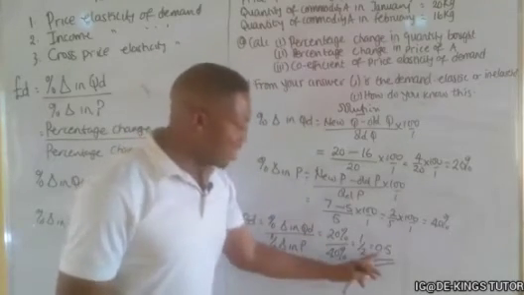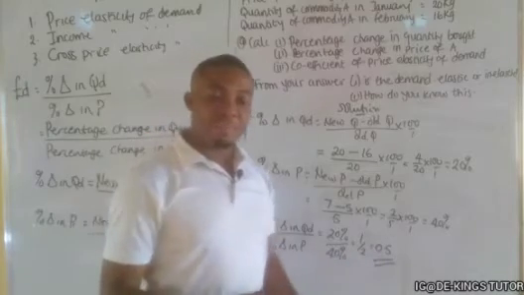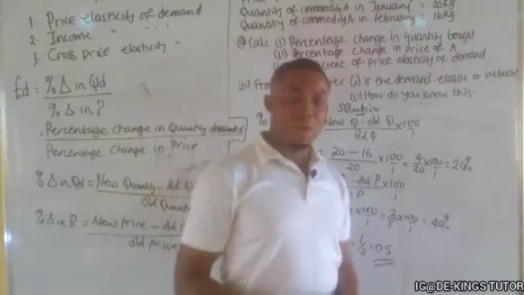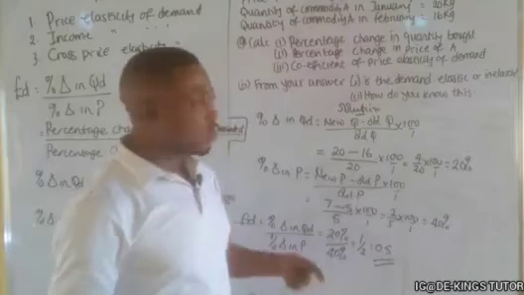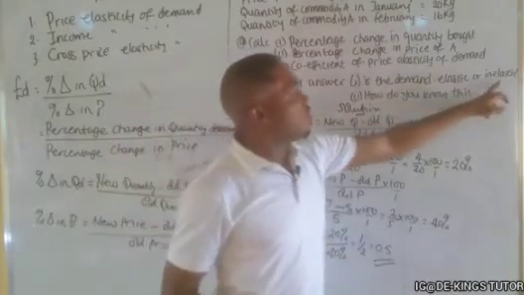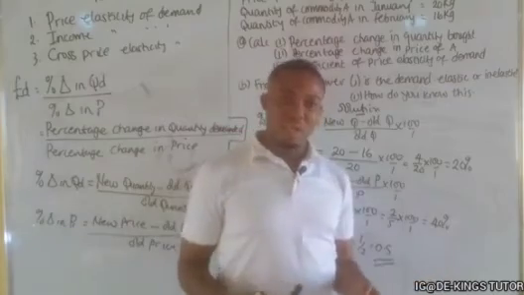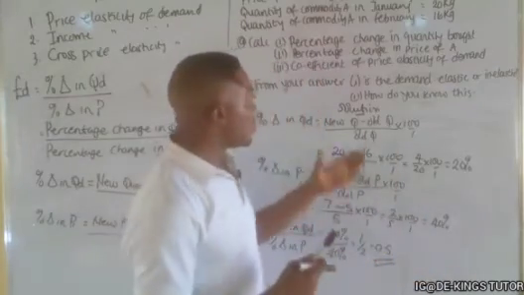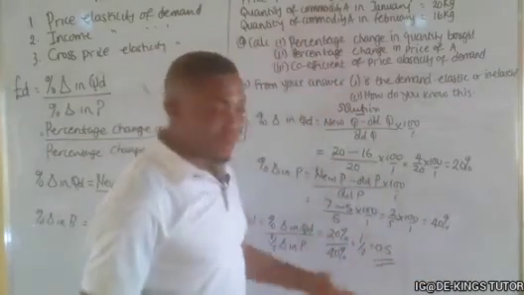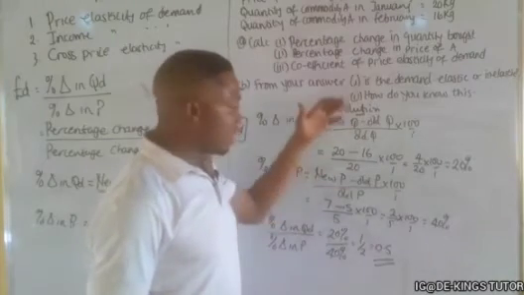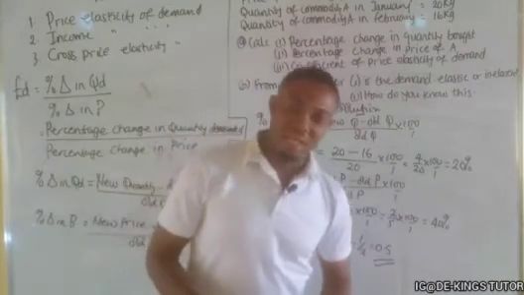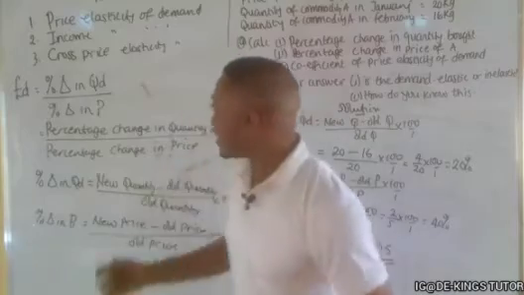So now the final answer is 0.5. It means it is inelastic. Okay? Because it is less than 1. So demand is inelastic. Now how do you know this? Because it is less than 1. So with that you answer your question. So that's how to solve the price elasticity of demand, the measurement of the coefficient of price elasticity of demand. Okay? So that's the first one.